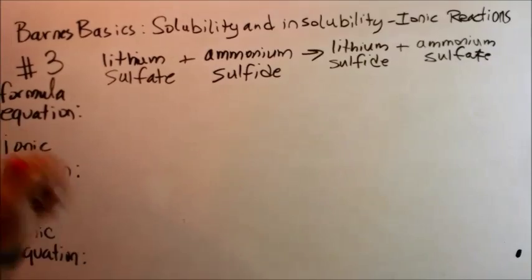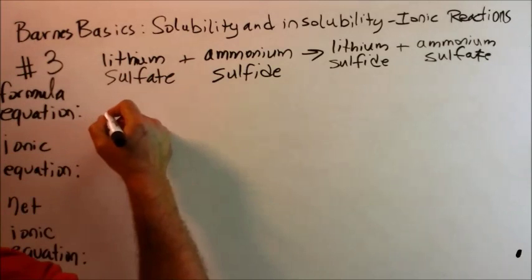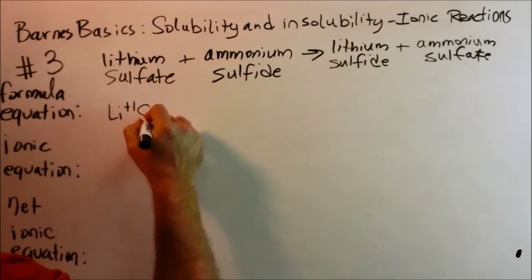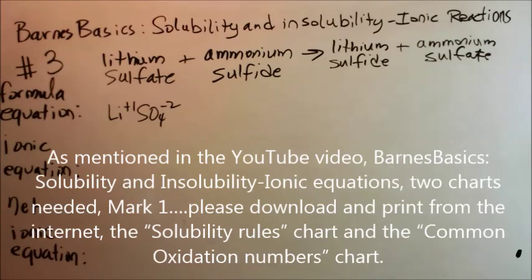Okay. With that in mind, we're going to go ahead and write out each individual compound and attempt to balance this formula before we continue with the ionic equation and the net ionic equation. When we look at a common oxidation number sheet, we know that lithium is +1 and sulfate is -2. By the way, I do need you to have already downloaded the common oxidation number sheet and the solubility rules sheet that I discussed in the first video of this playlist. That will make this experience very good.